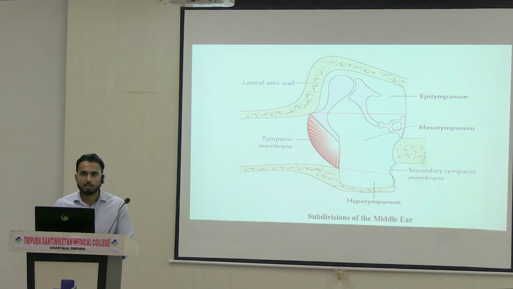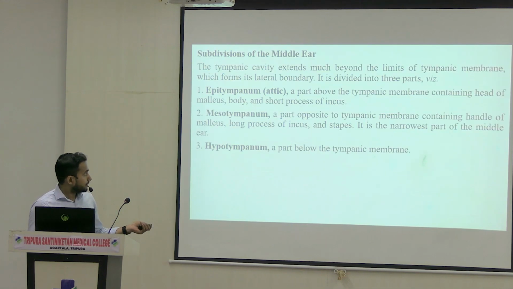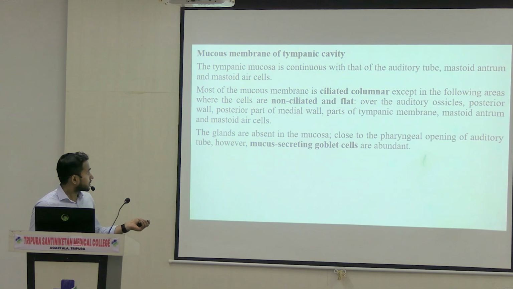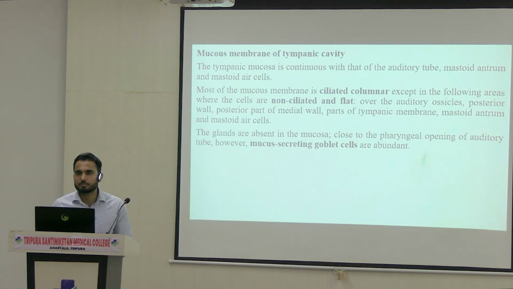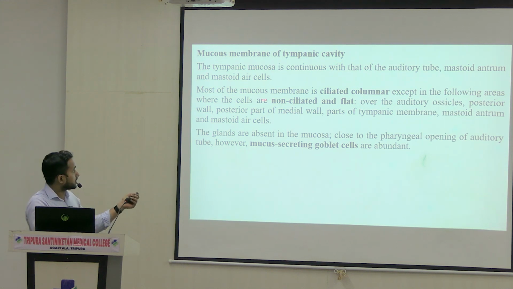3 subdivisions. Next, in the middle ear cavity, as I have mentioned in the contents, the mucosal lining is there. Mucosal lining means lining epithelium is present. So there are 2 types of lining epithelium. First of all, mostly the mucous membrane is lined by ciliated columnar epithelium, except some areas where it is covered by non-ciliated flat epithelium.